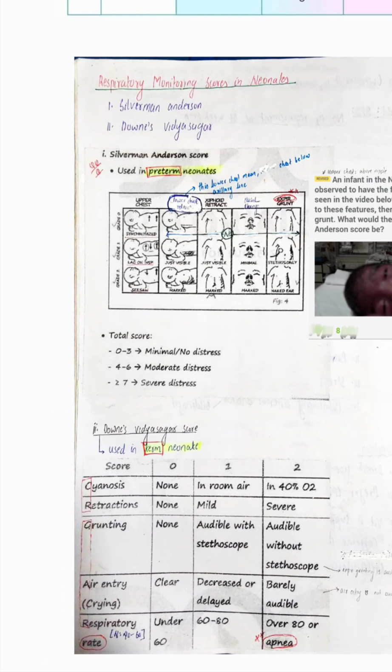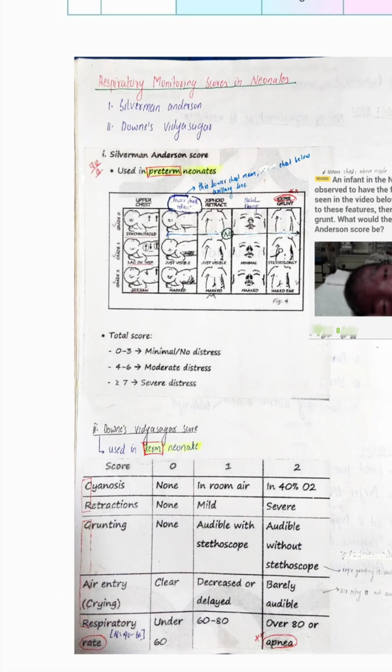CR means cyanosis, and R for respiratory rate, not respiratory effort, which is only for the Apgar scoring system. And G for grunting, R for respiratory rate, and A for air entry. Just remember the parameters.